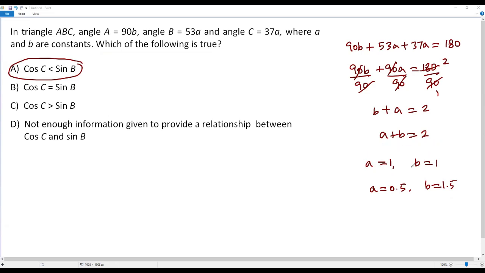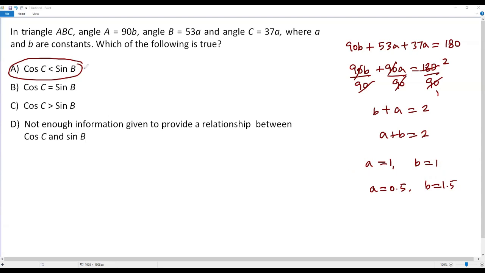That is, when I take a equals 1 and b equals 1, it has to be true. When I take a equals 0.5, b equals 1.5, it has to be true. Or even when I take some other pairs of values of a and b such that a plus b equals 2, it has to be true, so that we can conclude answer choice A is true. In case answer choice A is not true for one particular case, for example, when a equals 1 and b equals 1, then we have to conclude it is not true, and we have to go and check the other answer choices.